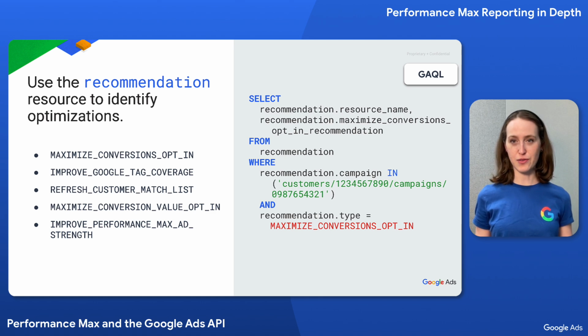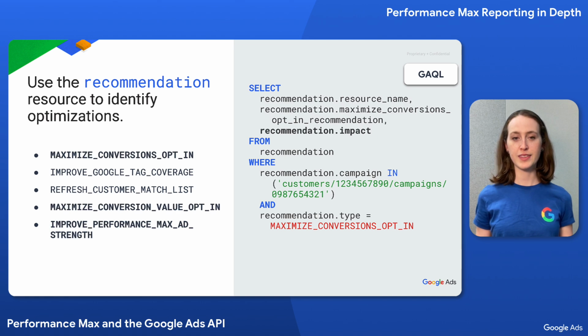Each recommendation has a recommendation type-specific field, like the Maximize Conversions opt-in recommendation field here, populated with the data that's relevant to that recommendation. You can also include the recommendation.impact field to see an estimate of the impact on account performance as a result of applying the recommendation. Recommendation impact isn't available for all recommendations. For example, it's not available for improved Google tag coverage and refresh customer match list. But it is available for Maximize Conversions opt-in, Maximize Conversion Value opt-in, and Improve Performance Max ad strength.